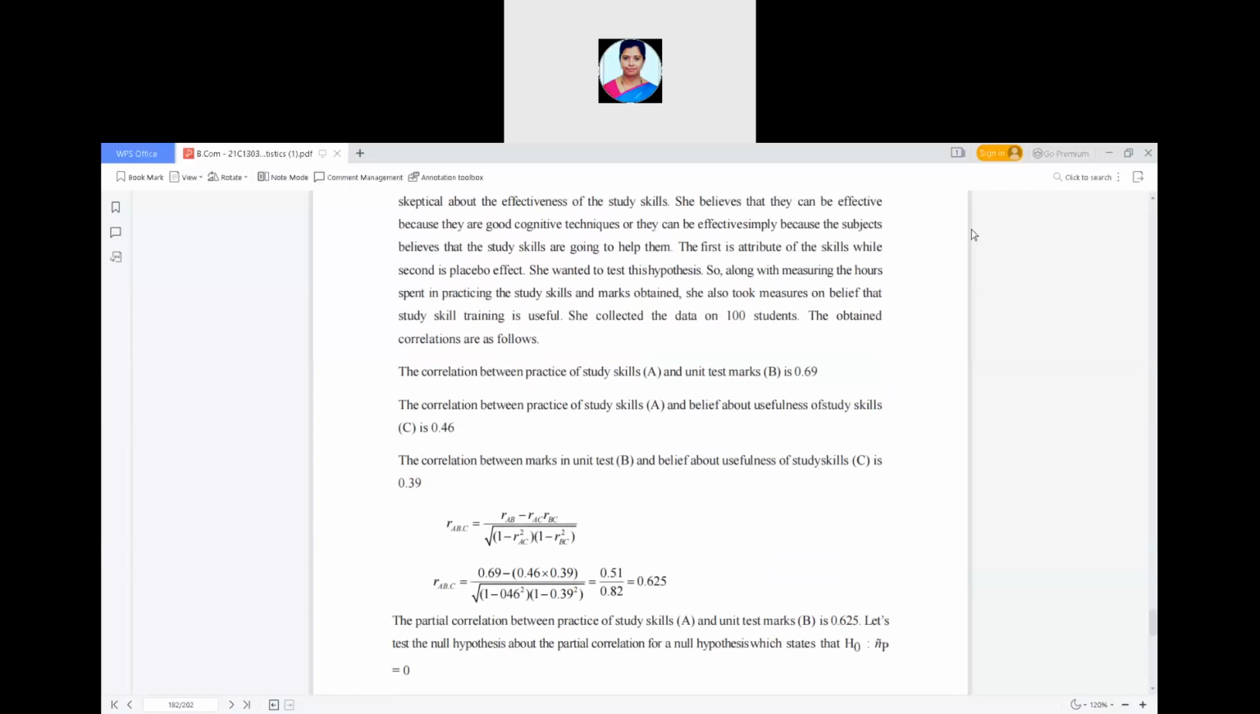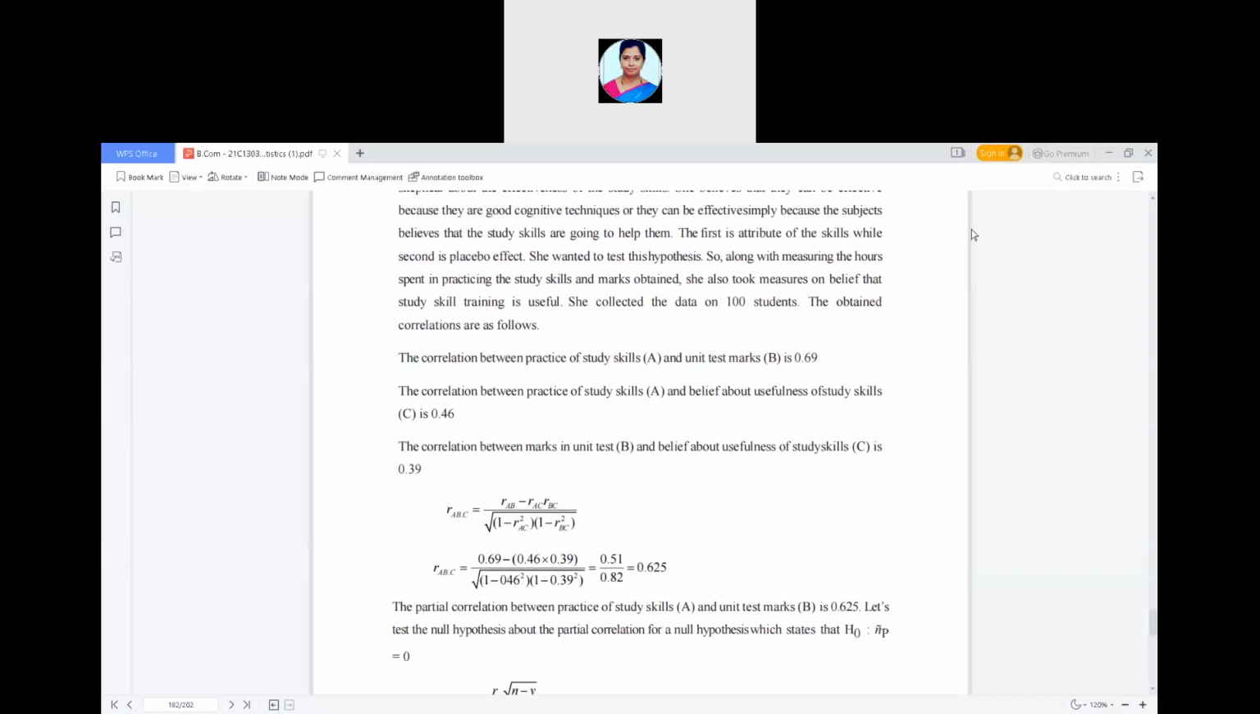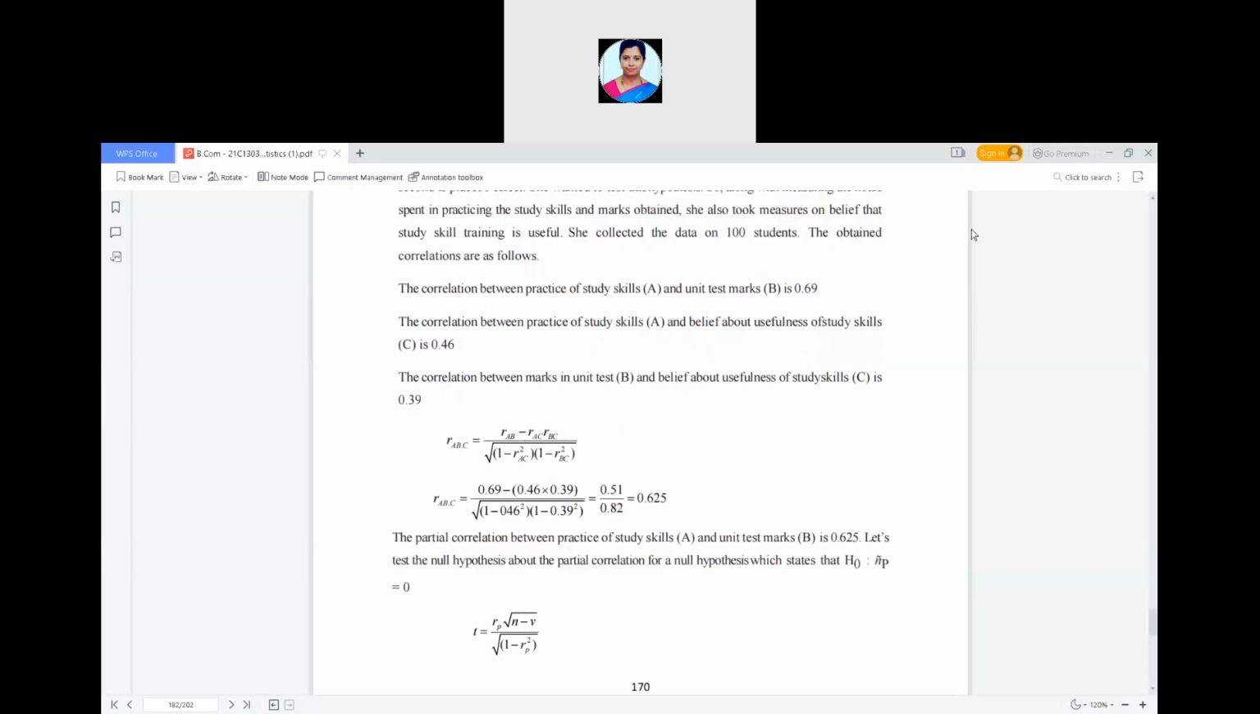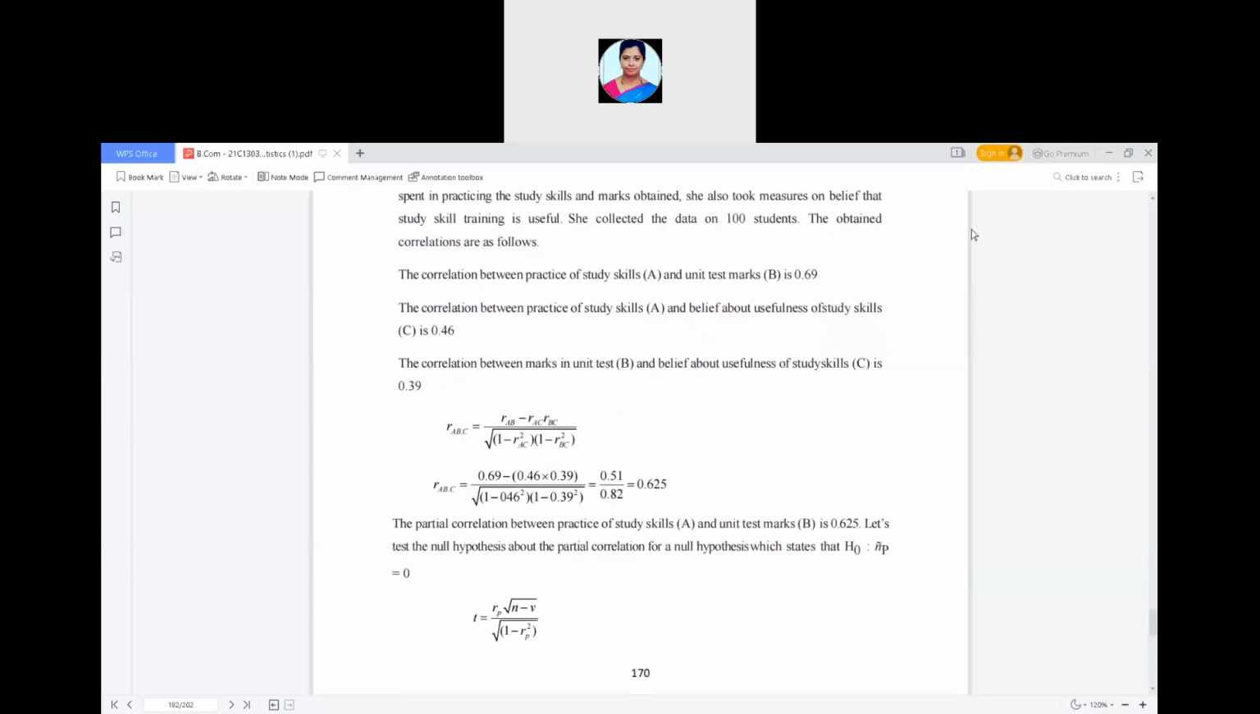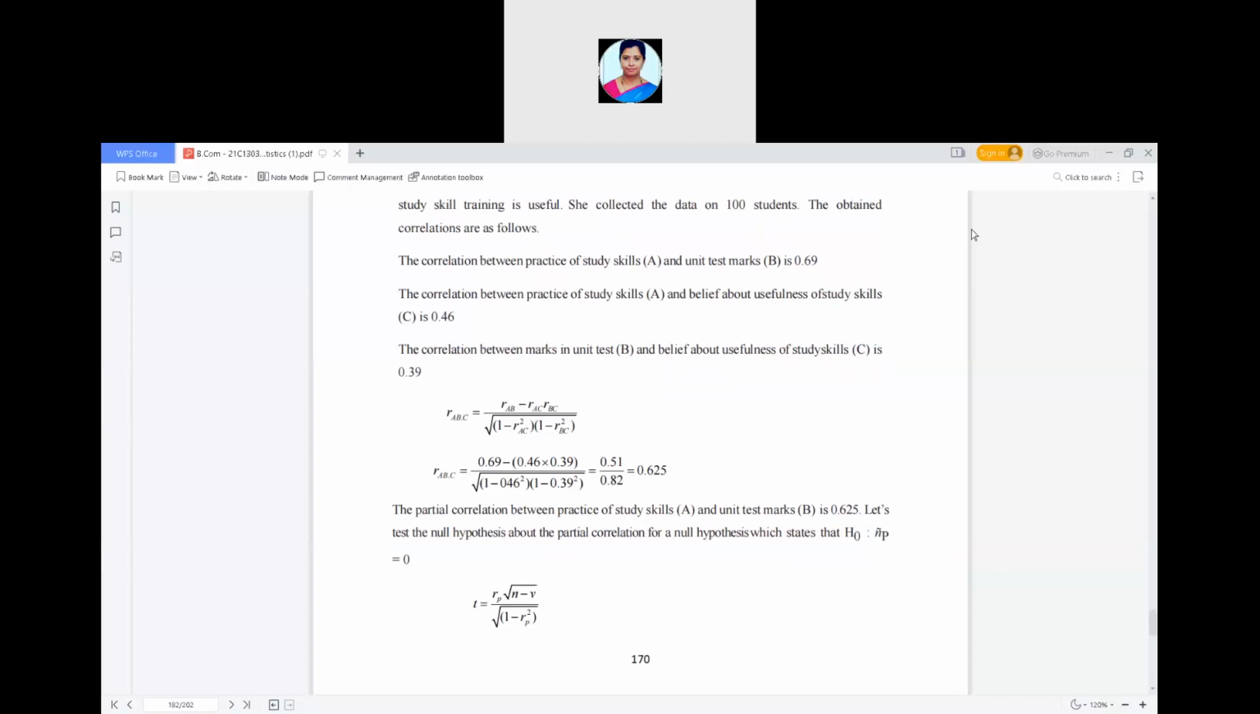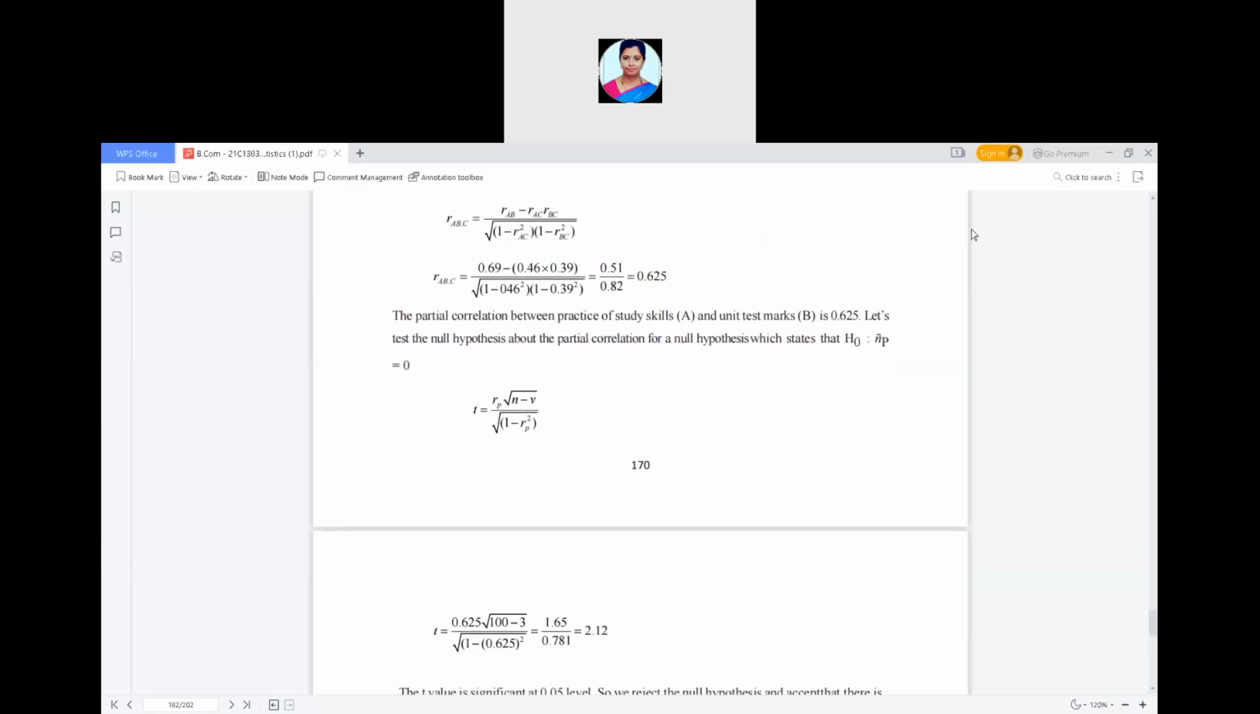So r AB dot C equals 0.625. The partial correlation between the practice of study skill A and unit test mark B is 0.625. Let us test the null hypothesis, H naught, about the partial correlation. So t is equal to 2.12.